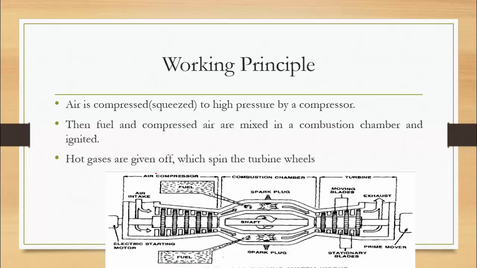So the working principle of the gas turbine is very simple. Just look at this diagram. This gas turbine can be split into three components. The first one is the air compressor, the second one is the combustion chamber, and the third one is the turbine. In the air compressor unit, the fresh air, that is the atmospheric air, is compressed by a compressor to a very high pressure, right? This highly compressed, that is high pressure air, is sent to the combustion chamber.